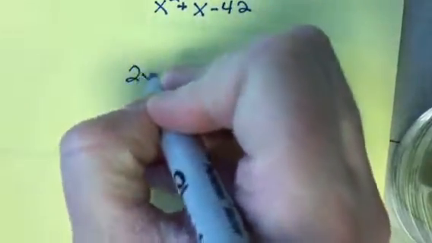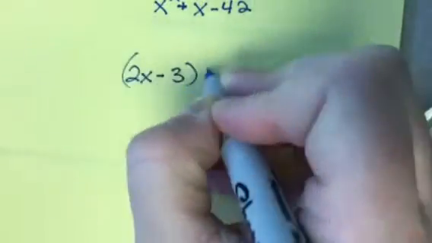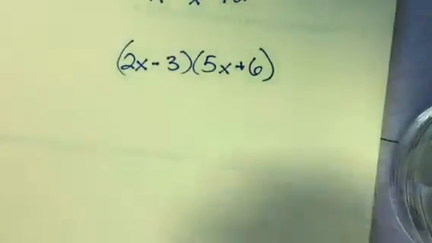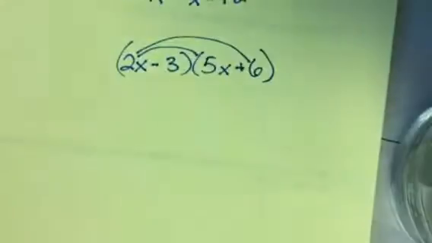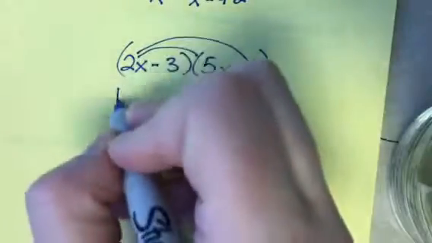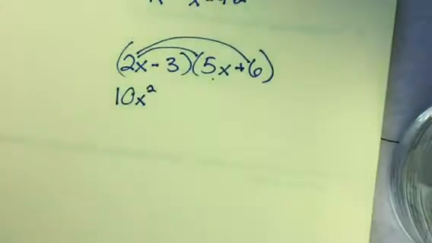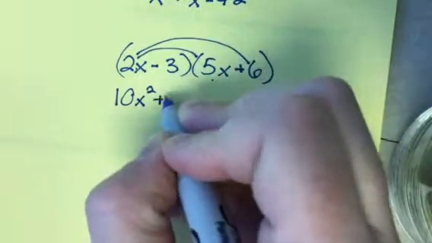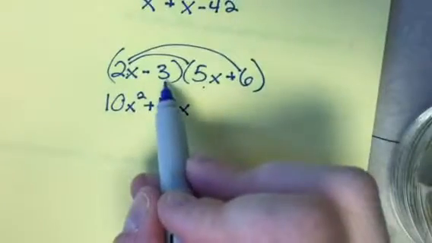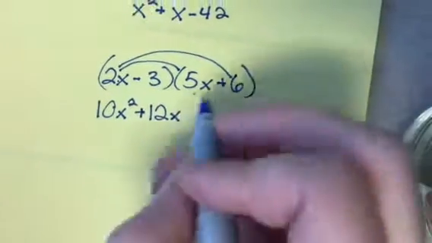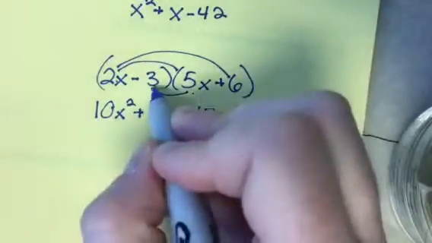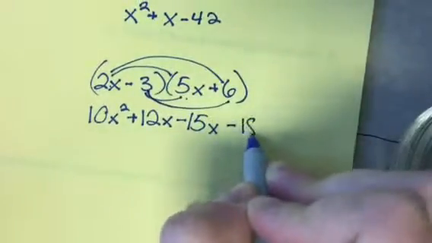Okay, we'll do one that's a little bit more complicated. Let's do 2x minus 3 times 5x plus 6. So I am going to start by giving the 2x to both of those. 2x times 5x is 10x squared. Don't forget, anytime I have an x times x, there's x squared. 2x times 6 is 12x. Okay, now I think of this as a negative 3. Negative 3 times 5x is negative 15x. And negative 3 times 6 is negative 18.